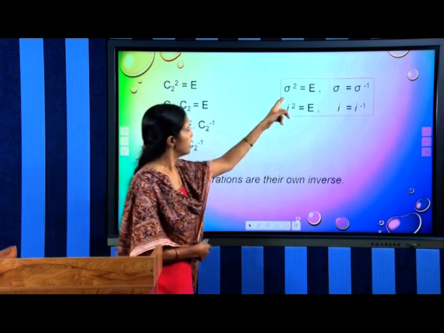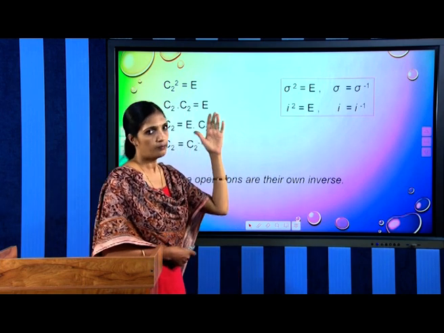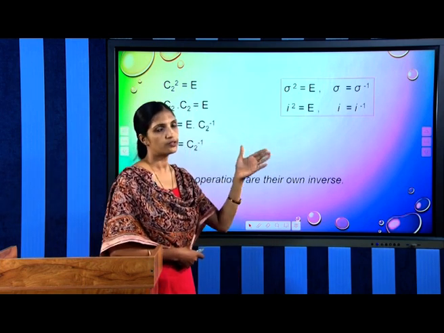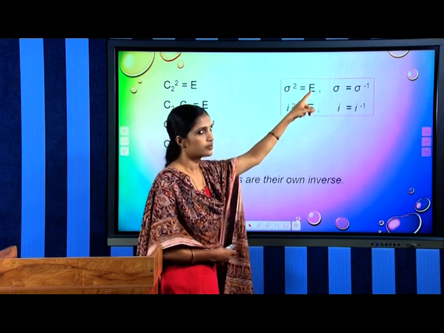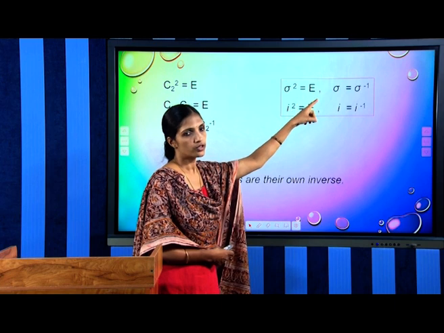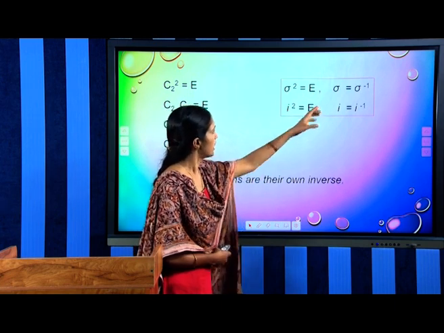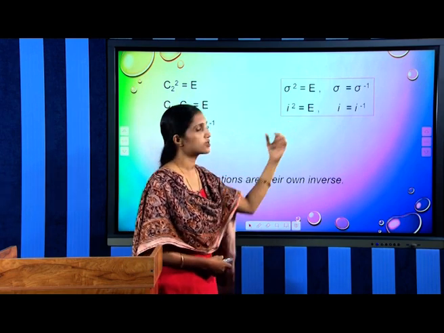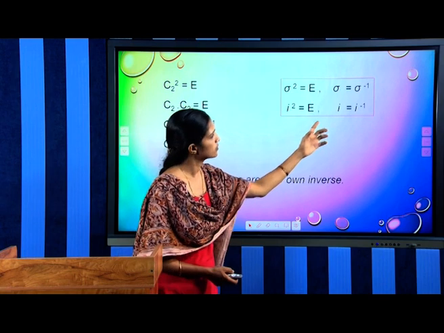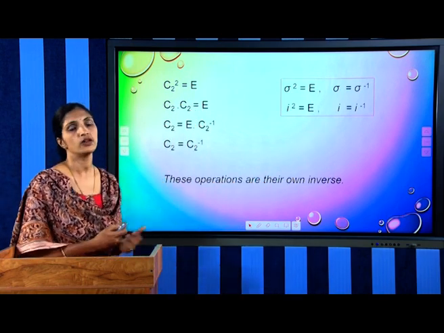And here likewise sigma square is equal to E, that is, the plane applied to the molecule. Again that plane repeats, then that will give the molecule's original position or the identity. And here sigma is equal to sigma inverse, and also I square is equal to E, again I is equal to I inverse. So, such an operation is its own inverse.